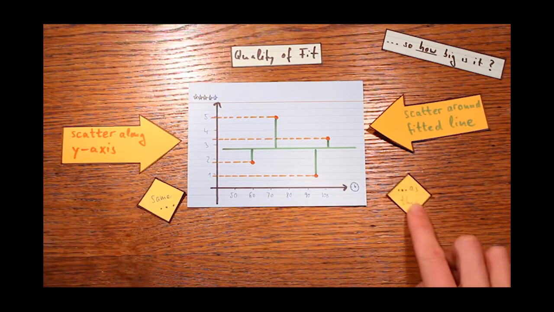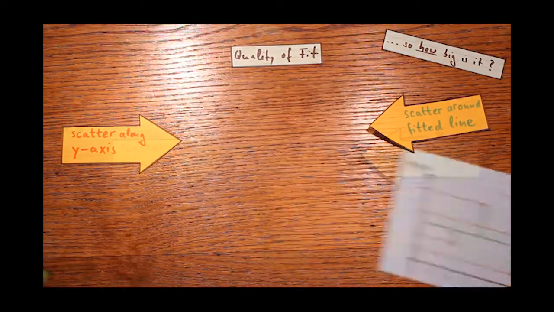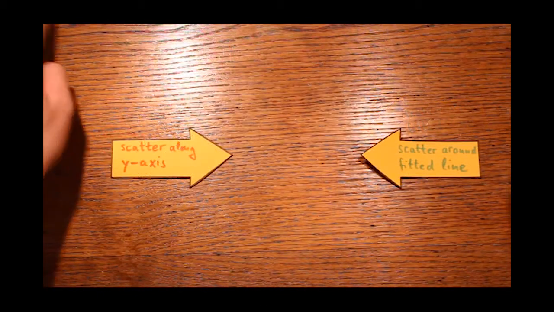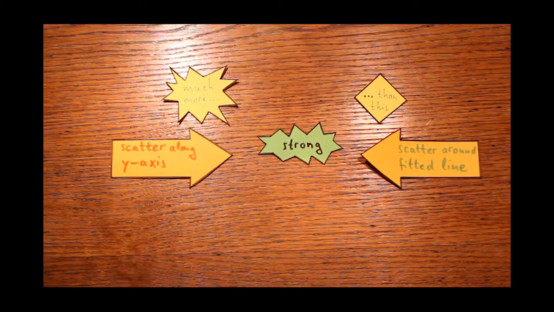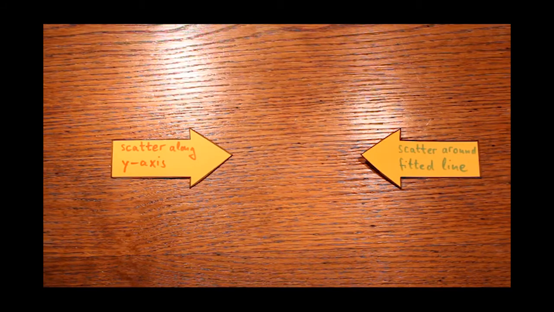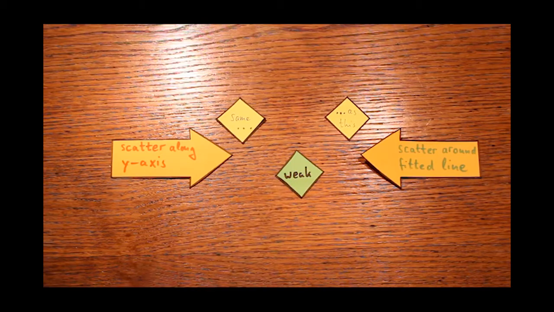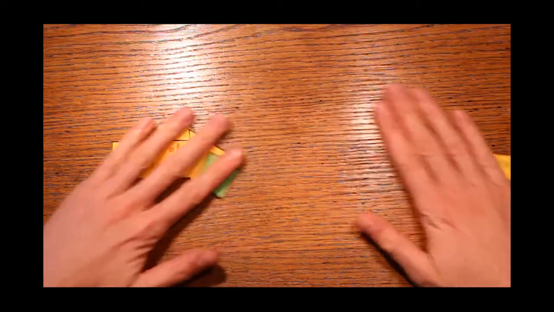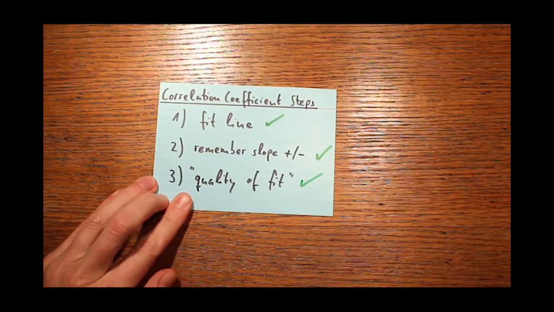And in this case, the correlation coefficient is exactly 0. So you can see that if the scatter along the y-axis is much larger than the scatter around the fitted line, then we get correlation coefficients which are really large in magnitude. But if the scatter along the y-axis and the scatter around the fitted line are really similar, then we get correlation coefficients which are close to 0. So now we know the 3 steps of the correlation coefficient. Let's see how this can help us with an example.